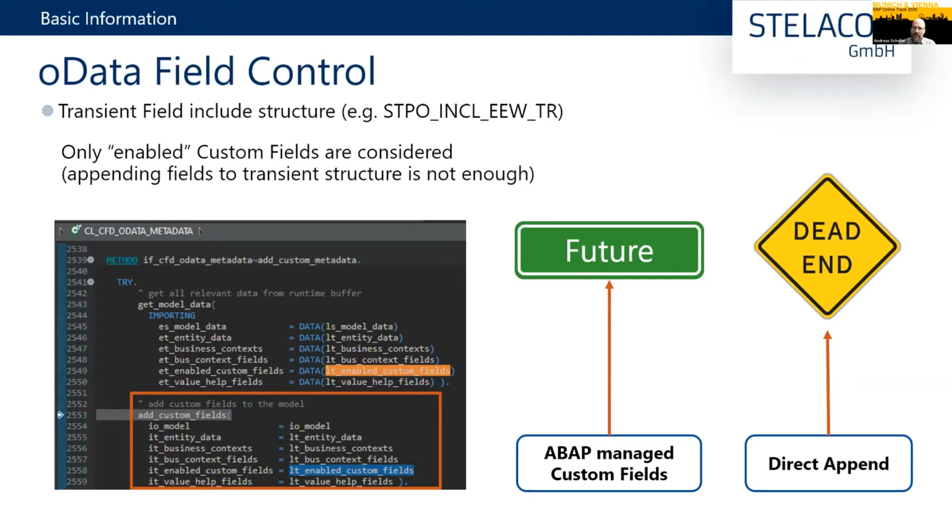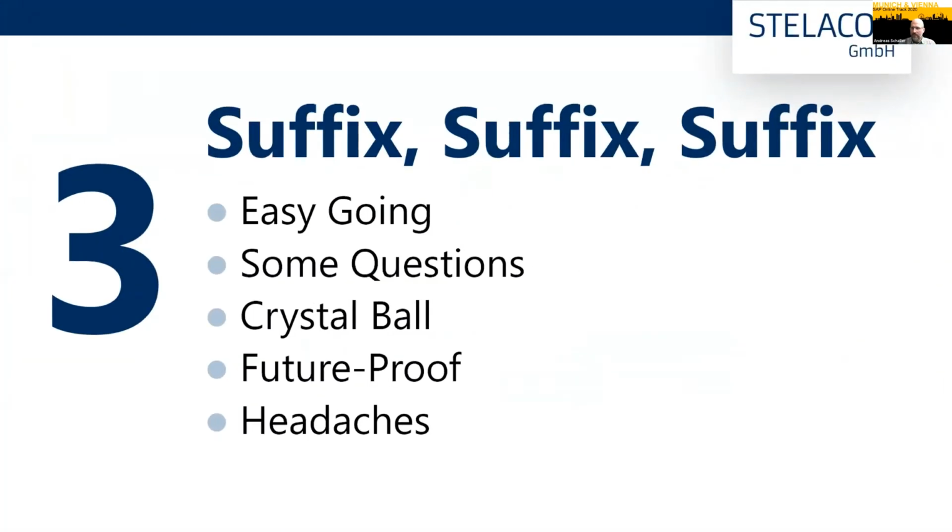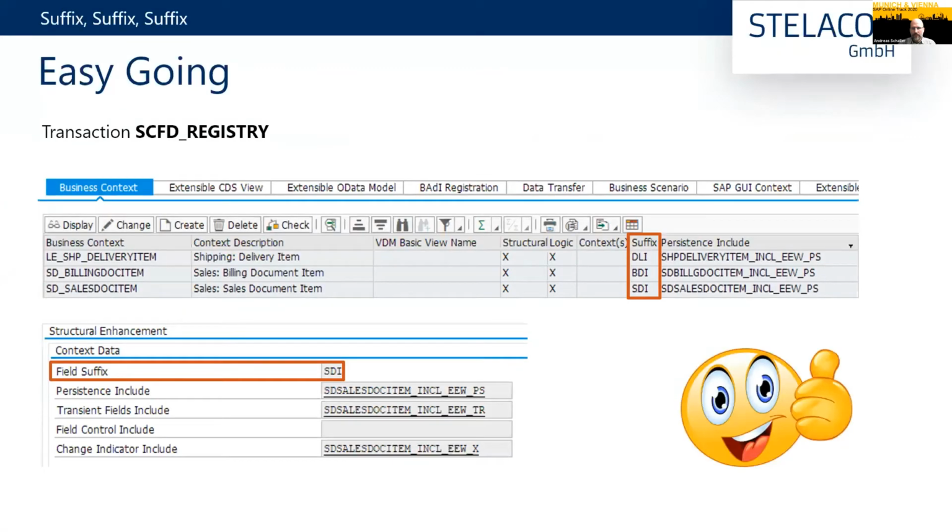And when we use those structures, then the field names must be unique. That's at least the result. So then we decided to do it in the same way with a suffix. And within the transaction SCFD registry, for each entity, you can see the suffix given by SAP. That's the easiest way when you have a business context that is already registered in the registry for custom fields, then you are able to use the given suffix. Yes, so that's not a big deal.